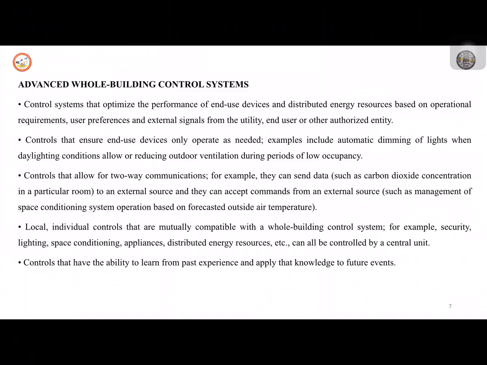The next one is the advanced whole building control system, optimizing the performance and ensuring the end-use operations are needed, with two-way communications, individual control with mutual compatibility, and the ability to learn from past experiences. These are a few of the advanced whole building control systems.